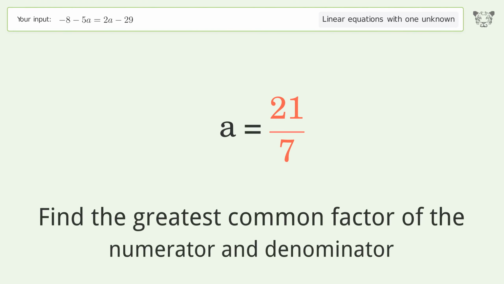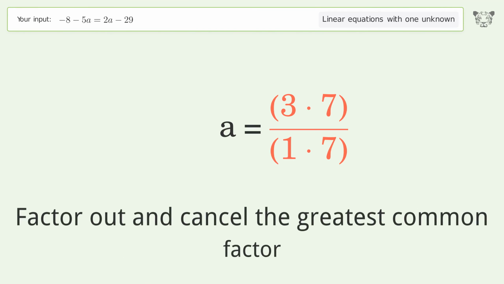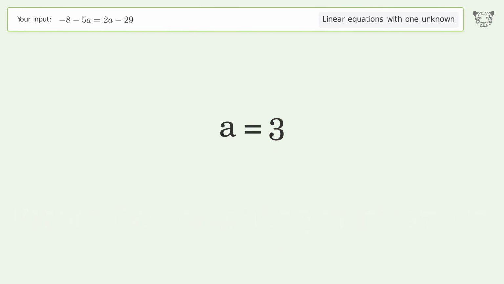Find the greatest common factor of the numerator and denominator. Factor out and cancel the greatest common factor. And so the final result is a equals 3.